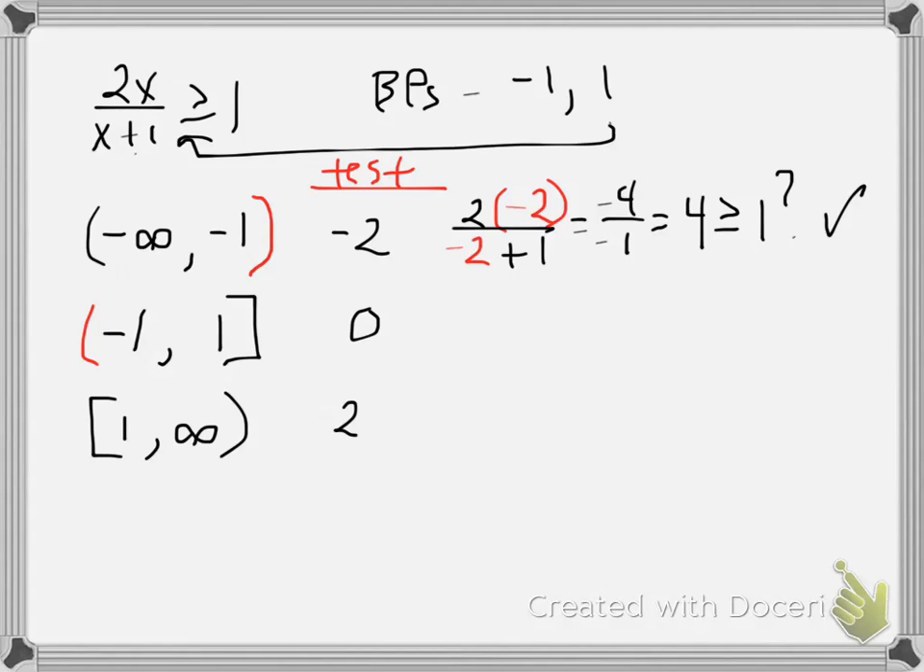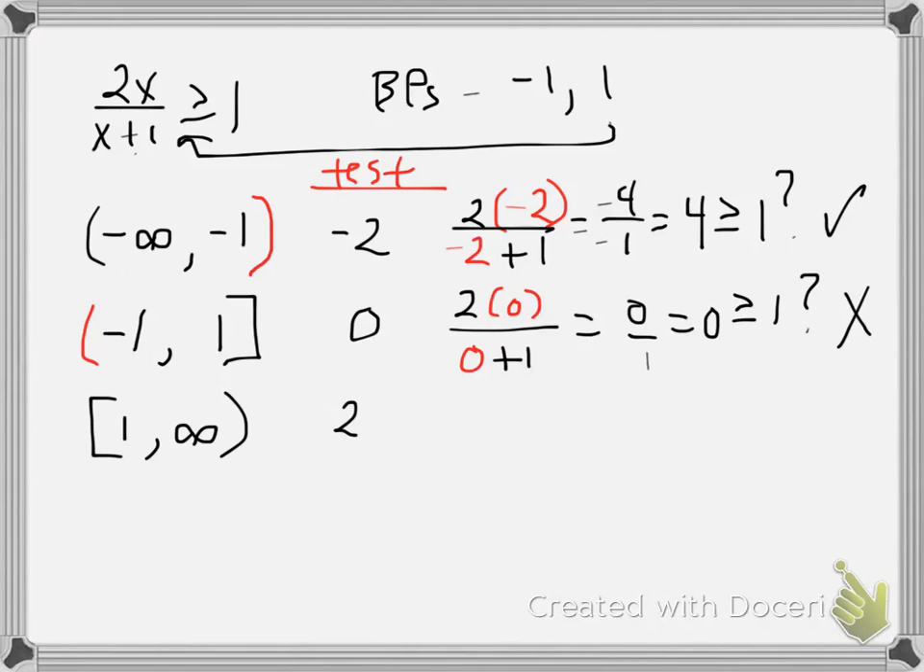So let's try 0 now. We have 2 times 0 all over 0 plus 1, which gives us 0 over 1, which is just 0. Is 0 greater than or equal to 1? And the answer is no.